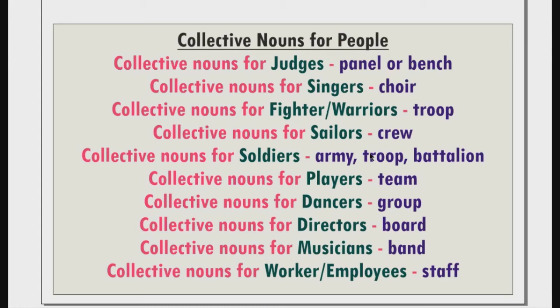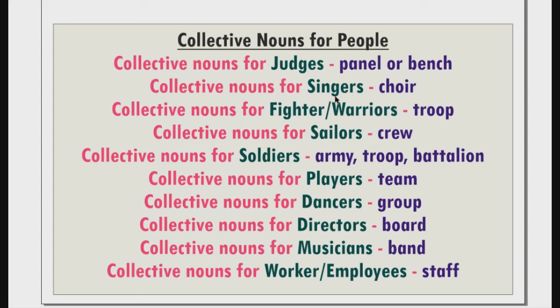Here we have collective nouns for people. The first one is judges. Wherever we have a group of judges, we are right if we refer to them as a panel. That's why you hear the words panel of judges, panel or bench. So you can have a panel of judges or a bench of judges.